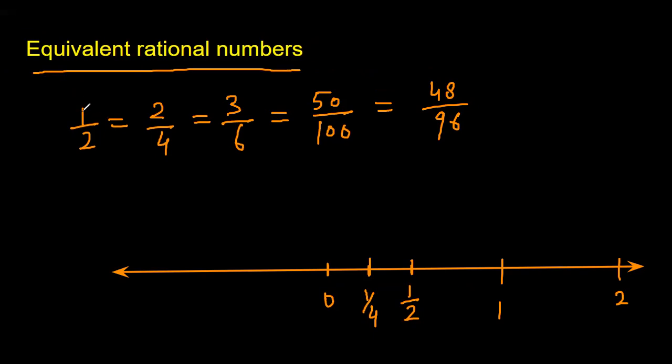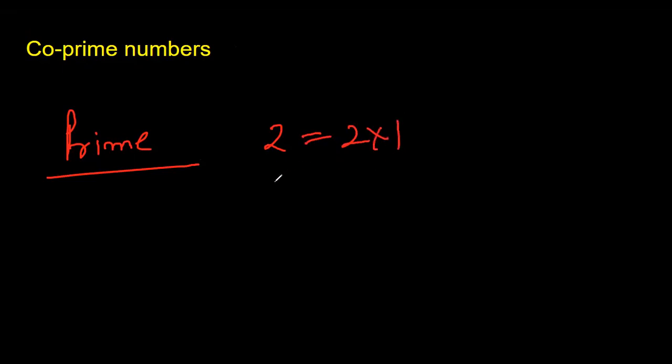A number in the form of p by q can be written in different equivalent forms. Any of these numbers will have the same meaning. 1 by 2, 2 into 1. So 2 is a prime number. Similarly, 3 is a prime number, 3 into 1. 4 is not, because 4 can be written as 2 into 2, right? 5 is a prime number, right? Likewise, we can go on.